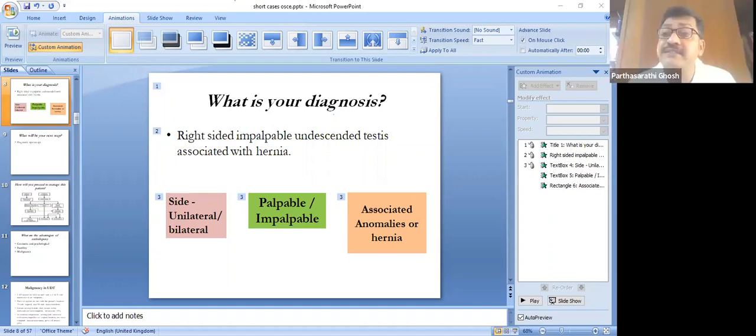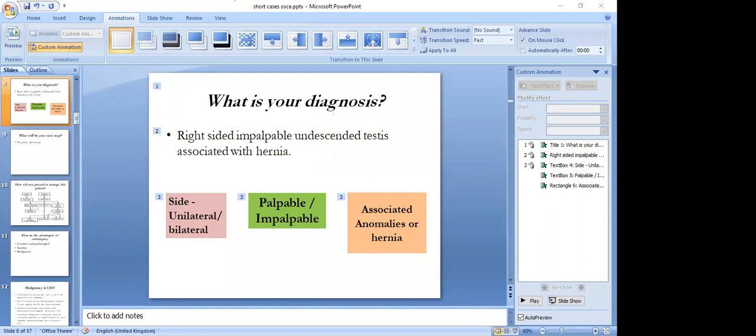Can you proceed to manage this case? Yes, sir. In diagnostic laparoscopy, if I can see the testicular vessels after the deep inguinal ring, it means the testis has descended into the inguinal canal. If there is a sudden stoppage of the testicular vessels, it can be an atrophic testis or absent testis.